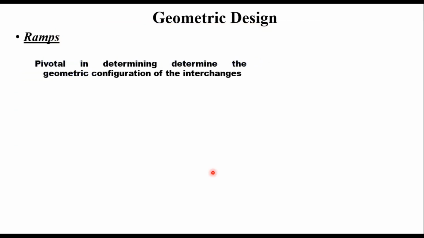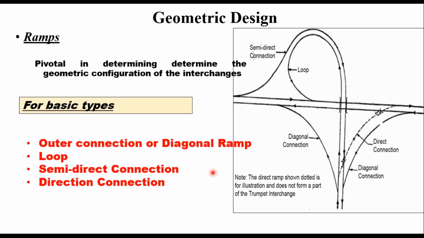Another feature is the ramp. Ramps are patterns of various turning roadways that determine the geometric configuration of the interchange. Ramps can broadly be classified into four basic shapes. Left turning roadway, referred to as a diagonal ramp or outer connection. A loop is a ramp which turns 270 degrees to accommodate right turning traffic. A semi-direct connection is a ramp for right turning through a partial deviation from the intended path, whereas a direct connection is also used for right turning but as a natural maneuver with very little extra travel distance.